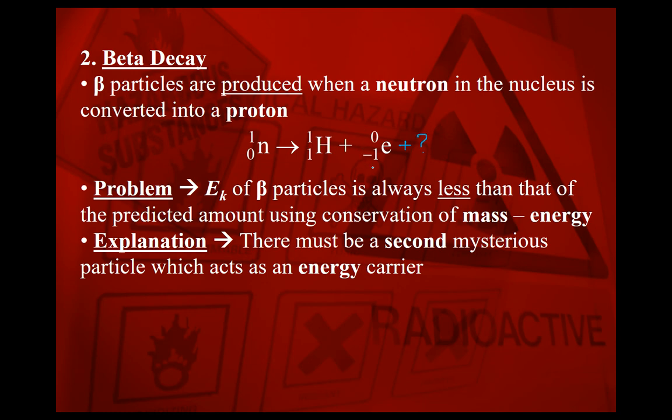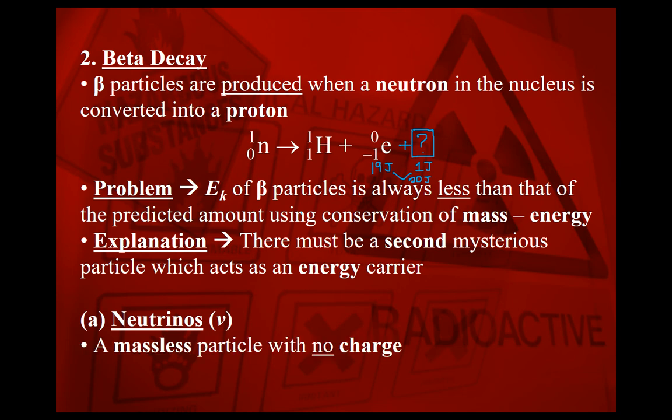So your electron would get the 19 joules, and then your second mysterious particle would get the remaining 1 joule. When you put those two together, they give you the 20 joules that conservation of mass energy requires. So the only way we can explain this is with the inclusion of a second mysterious particle. This mysterious particle is called a neutrino. It's kind of like an italicized v that we use to represent a neutrino.